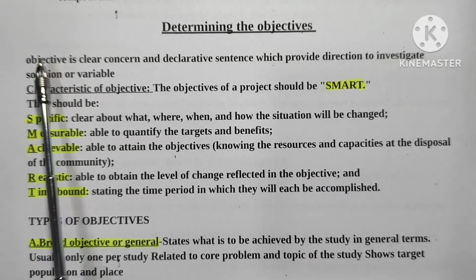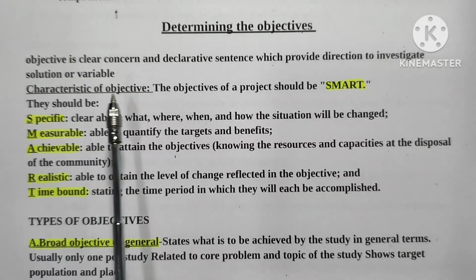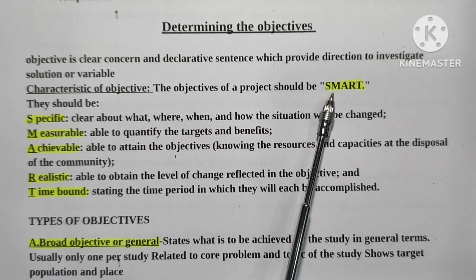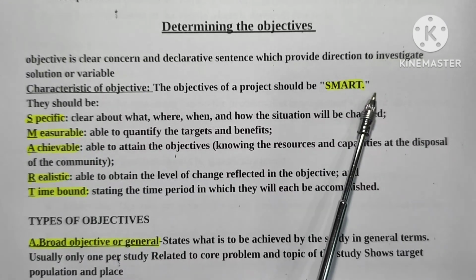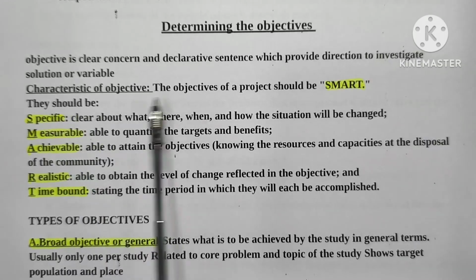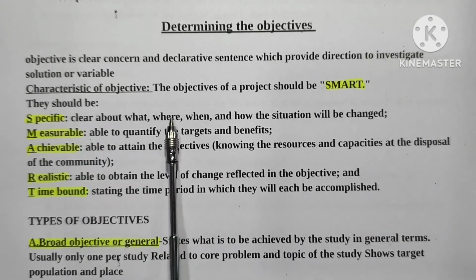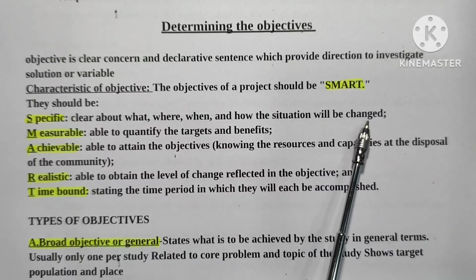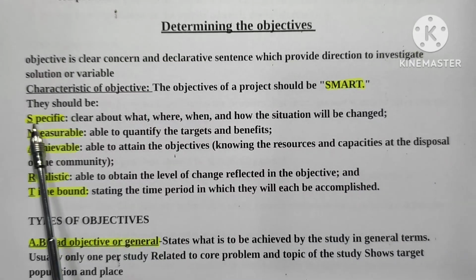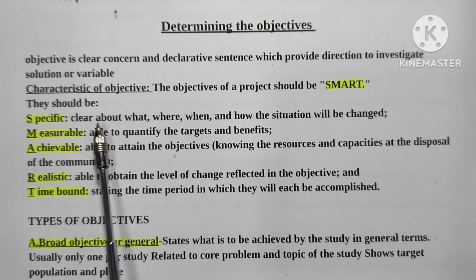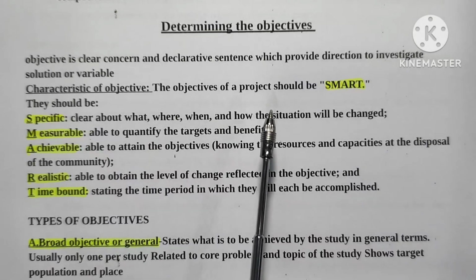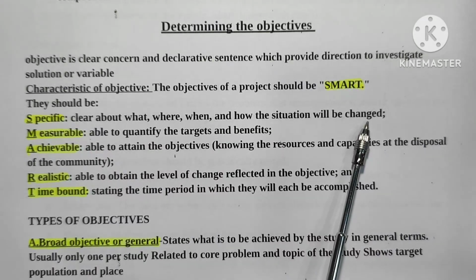Characteristics of objectives. How should an objective be? What are the characteristics? The objectives of a project should be SMART. The full form of SMART: S is for specific, clear about what, where, when and how the situation will be changed. You should be very specific, clear about what, when, where and how the situation will be changed.